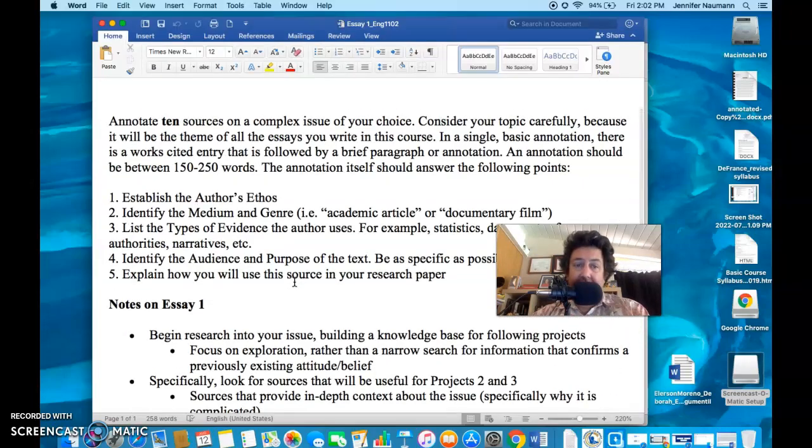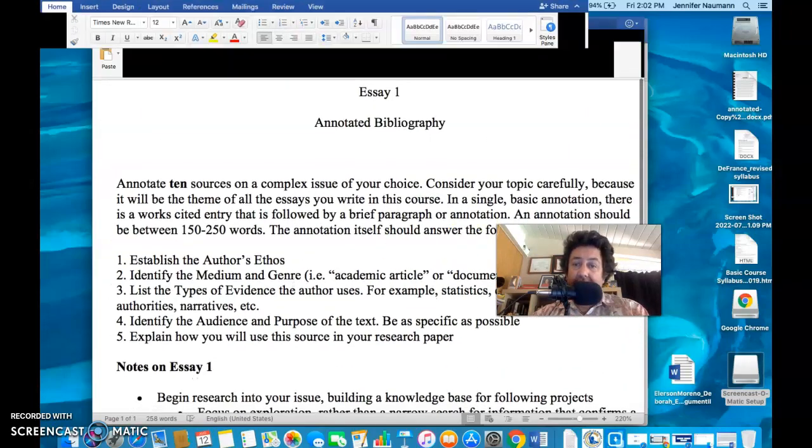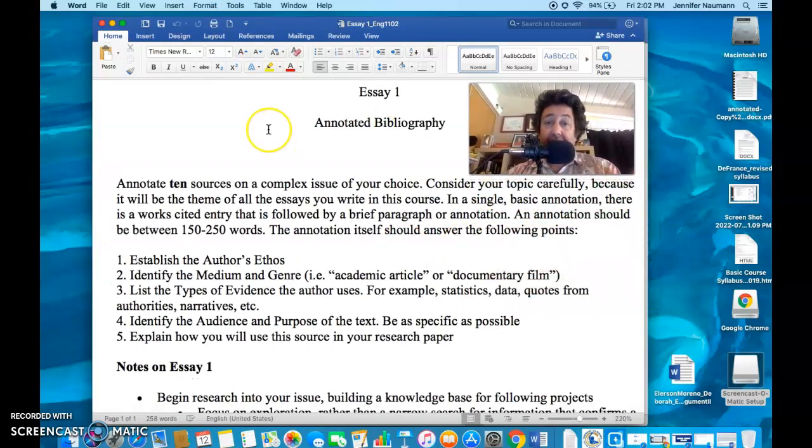All right, so that should help you get started here on essay one. Again, we're just writing an annotated bibliography of 10 sources, but remember this is the topic that you're going to be writing about for the whole course. So you do want to be very careful and choose an interesting topic.